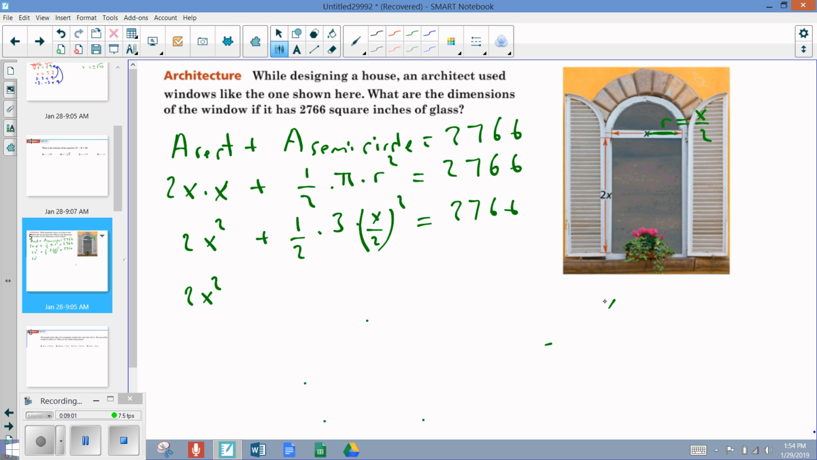X over 2 parentheses squared means the exponent shows how many times the base must be multiplied by itself, right? So multiply numerators: x times x, over 2 times 2.